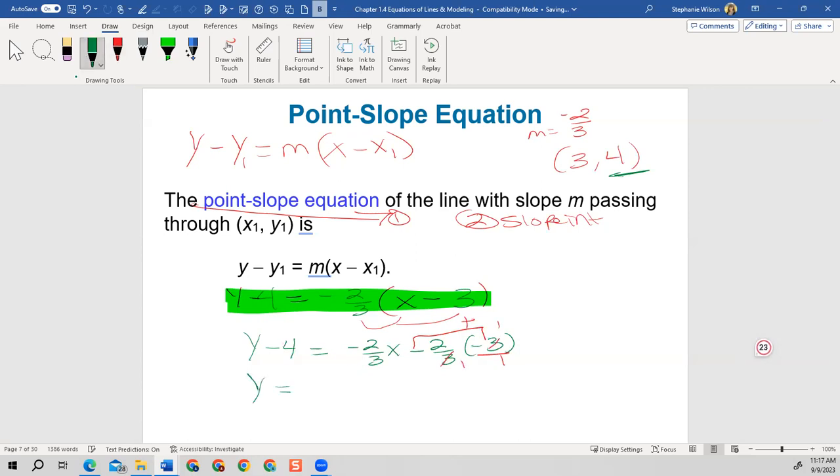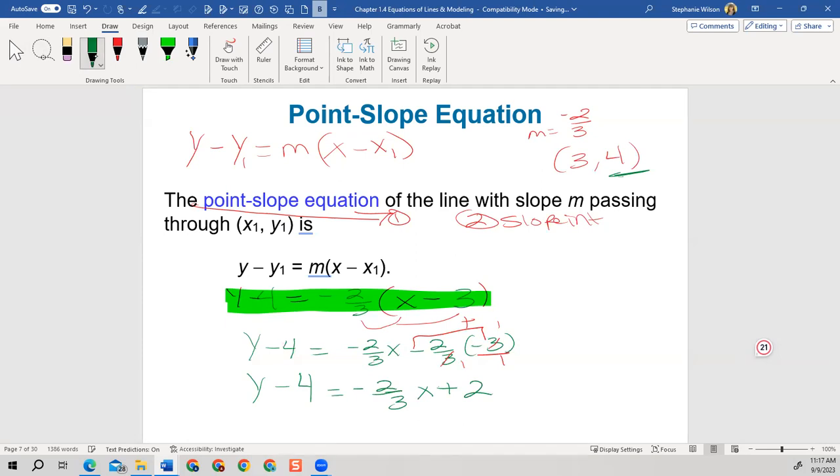So now I have y is equal, or excuse me, we can't move the 4 just yet. I mean, you can if you want to do it in 2 steps. Just be careful when you do that. So y minus 4 equals negative 2/3 x. And we got that negative times negative. Okay, so now we got 2 times 1, so positive 2.